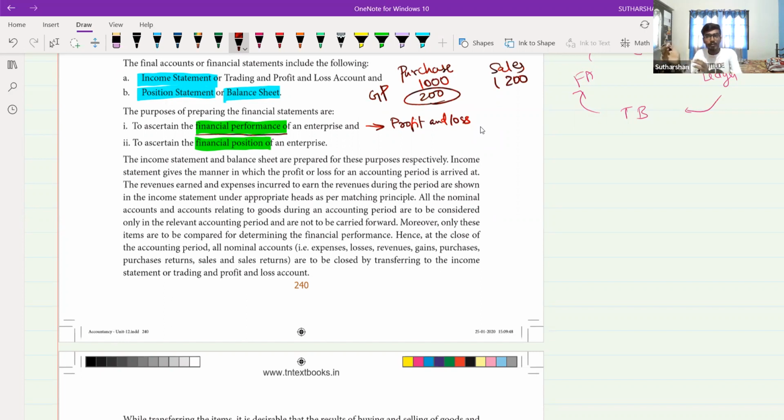In our company form of organization, we are not preparing a trading account. We are directly going to prepare the profit and loss account. In the company form of organization, the trading account concept is not there. There is only the concept of profit and loss account. The profit and loss account will comprehensively include the trading account also.